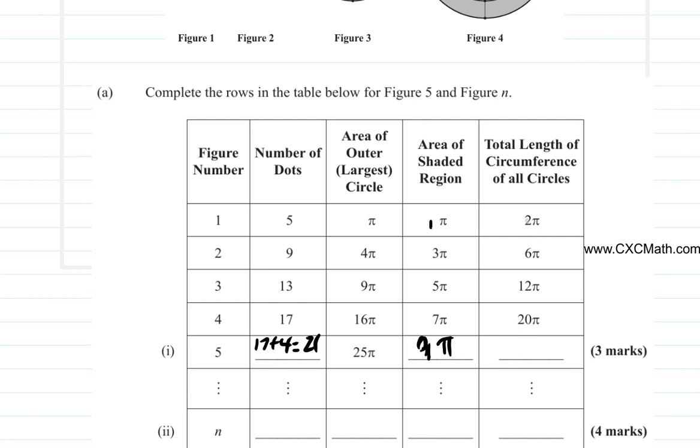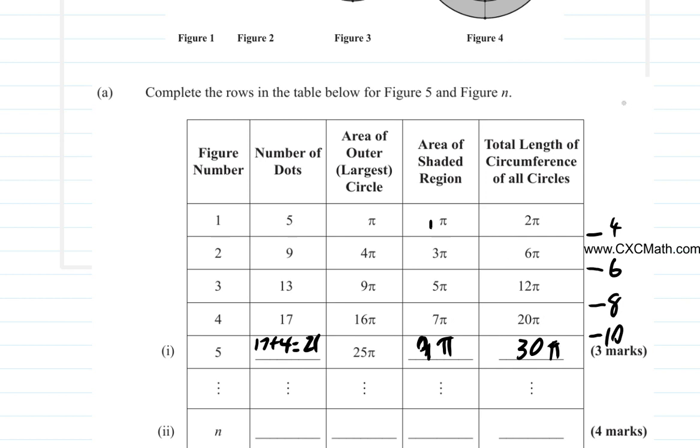Here, what do you do? 2, 6, 12, 20. What's the pattern here? The difference between this and this is 8. The difference between 12 and 6 is 6. The difference between 6 and 2 is 4. So it seems as if the difference between the next one and this would be 10. 4, 6, 8, 10. So if you add 10 to 20, what you would get is 30 pi. Alright? Would that really have happened, by the way?